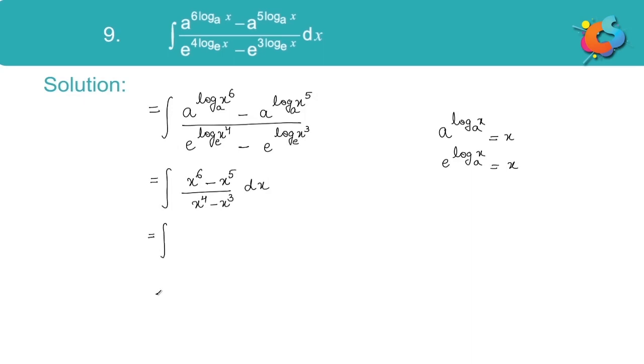Before we integrate, let me take x power 5 common from the numerator, so that we get x minus 1. Whereas in the denominator, if we take x cube common, we will get x minus 1. So that x minus 1 gets cancelled from the numerator and denominator, and x cube gets cancelled. We are left with x square, and we will integrate x square now. Integration of x square is x cube by 3 followed by the constant c.